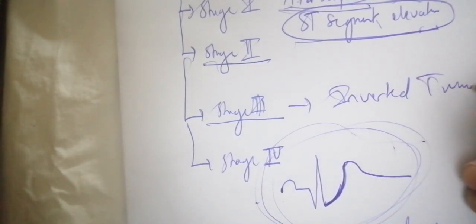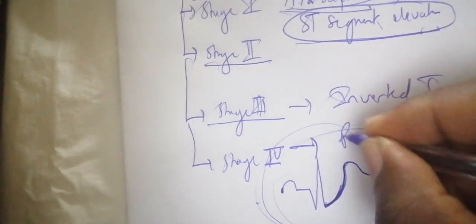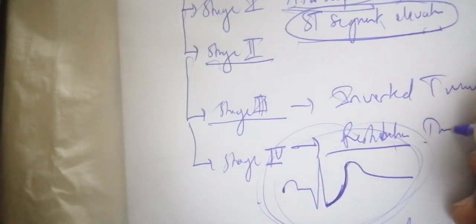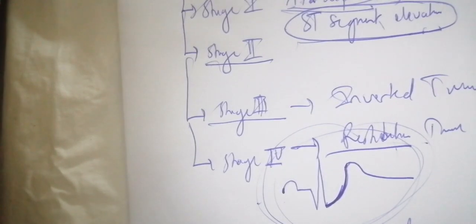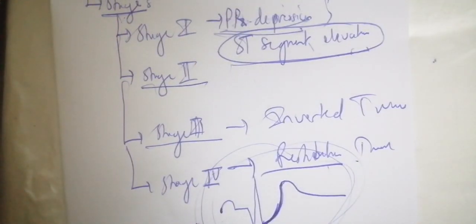In stage 3, while in stage 4 you have restitution of the T wave. Restitution of the T wave. So those are the different elements that you have to evaluate when you are visualizing pericarditis on ECG.